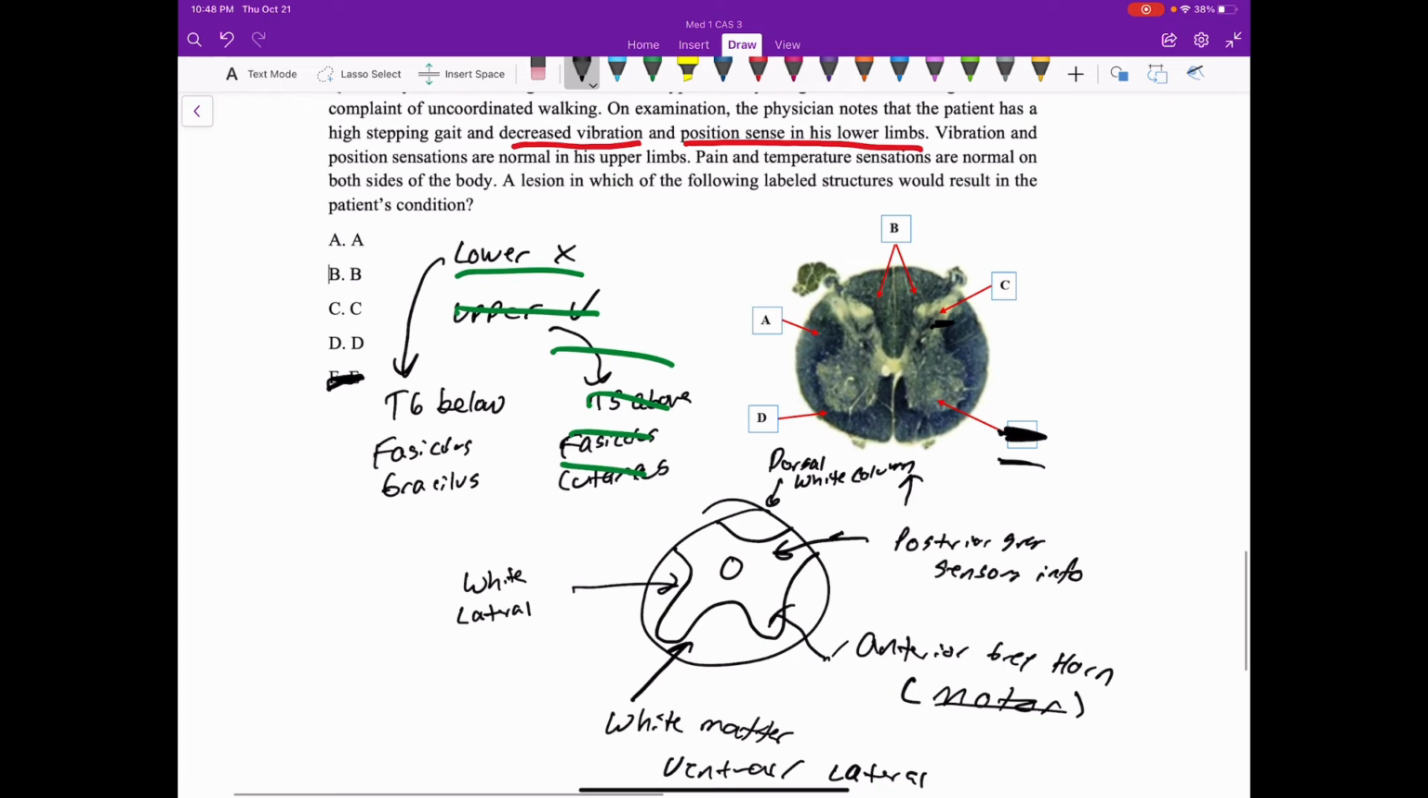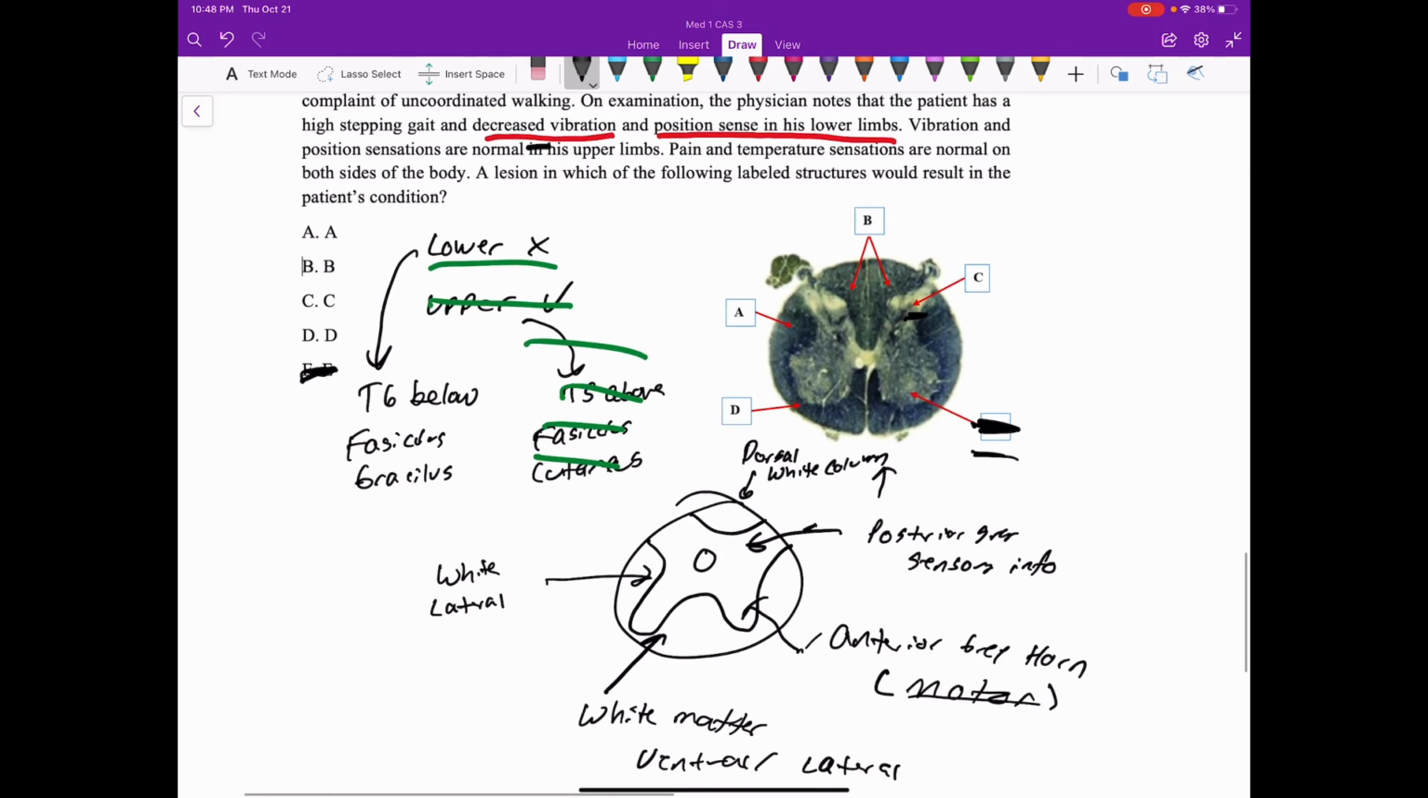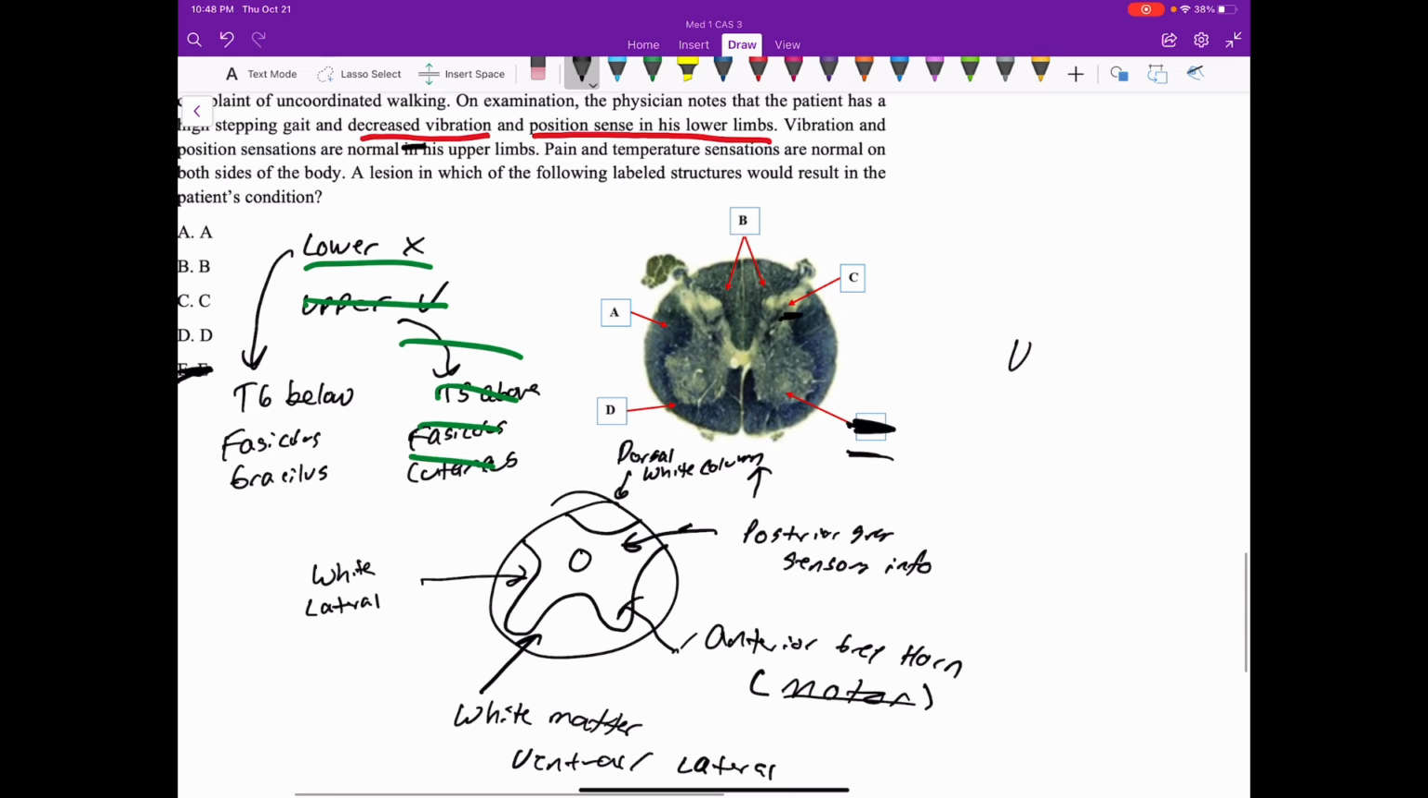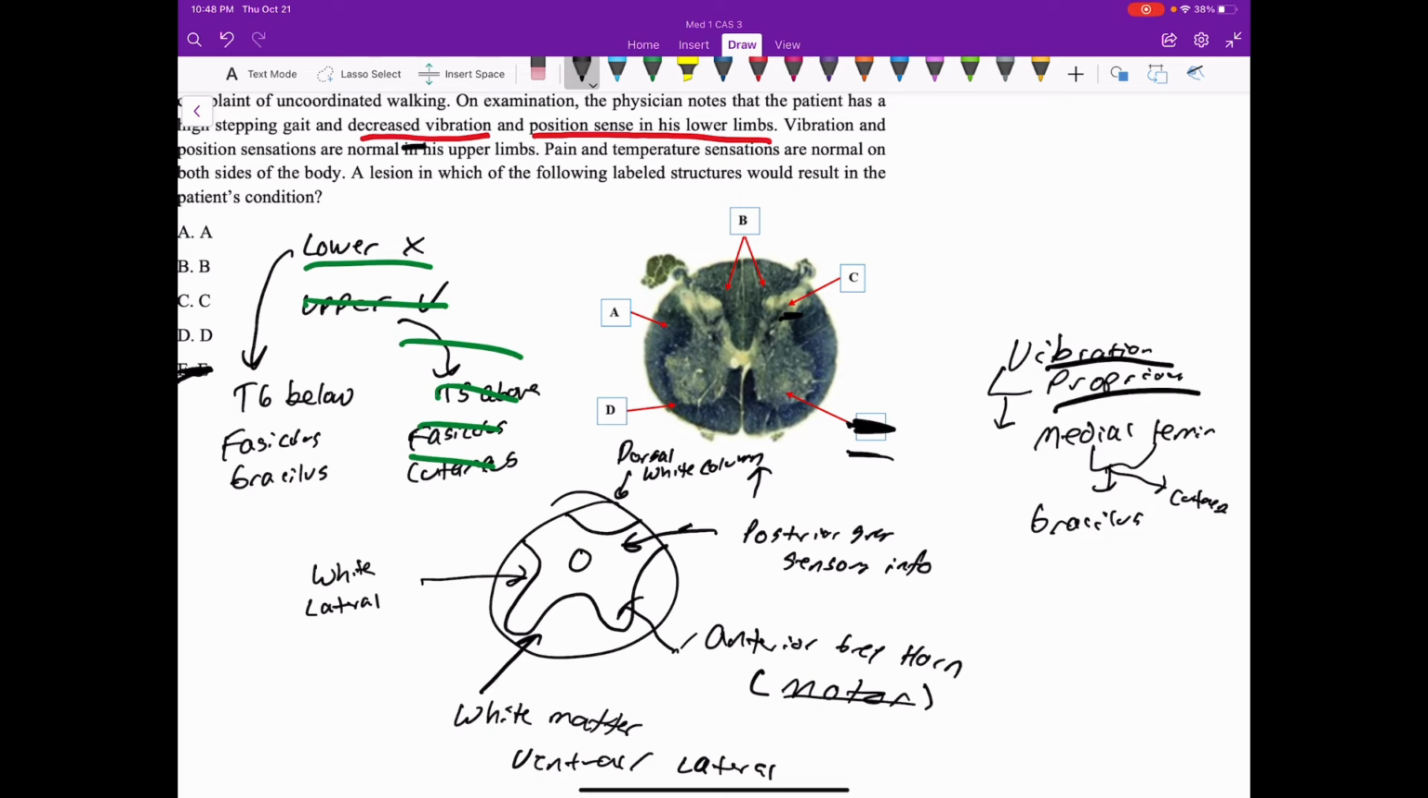If we don't know what they're talking about, it says decreased vibration and decreased position sense. Well, vibration and position sense, right, comes from where? Vibration or proprioception comes from one of the things we spoke about, the medial lemniscus pathway. But how? Well, the fasciculus gracilis and the fasciculus cuneatus, both of them do what? They pick up proprioception, vibration. What else did they pick up? Fine touch, the two-point touch.